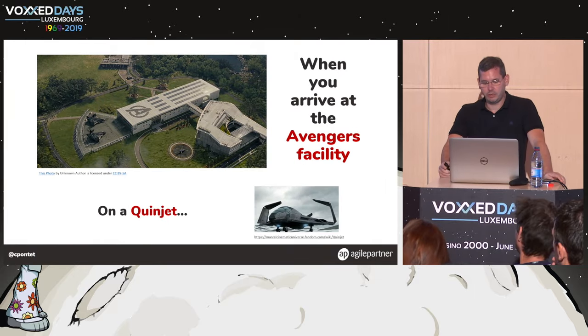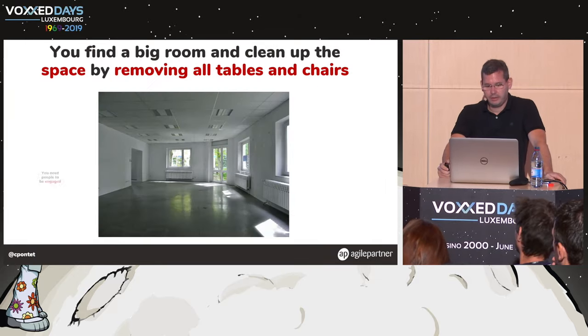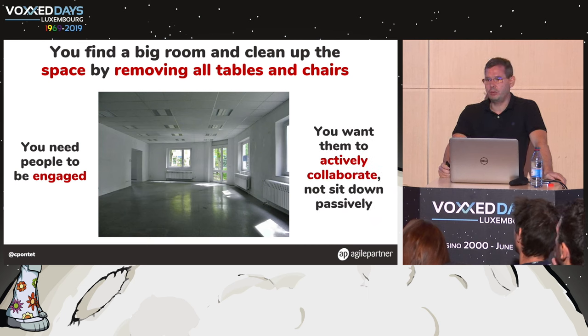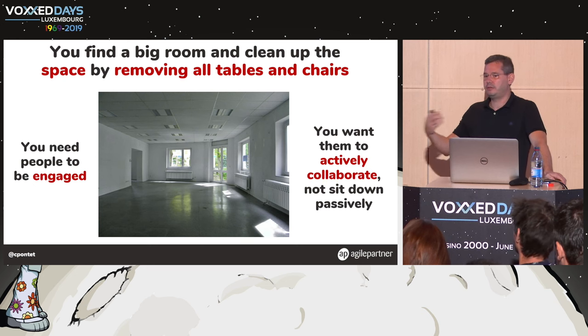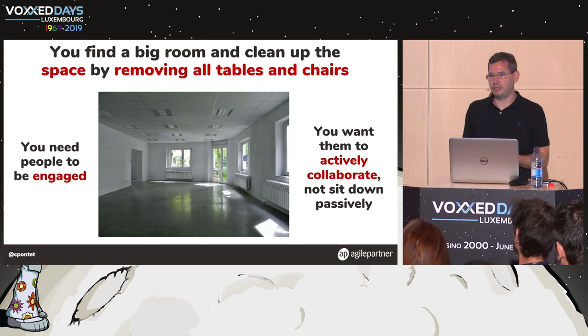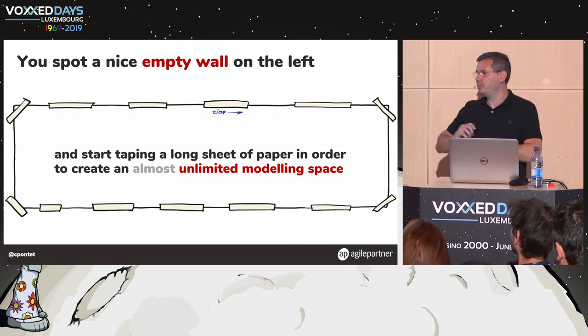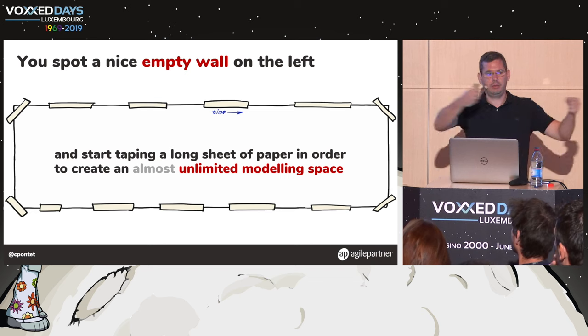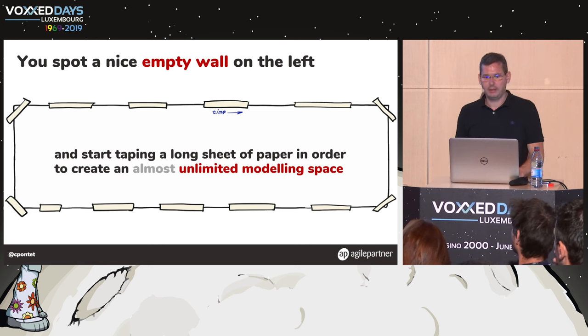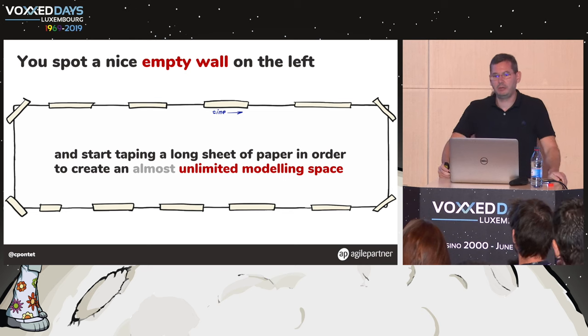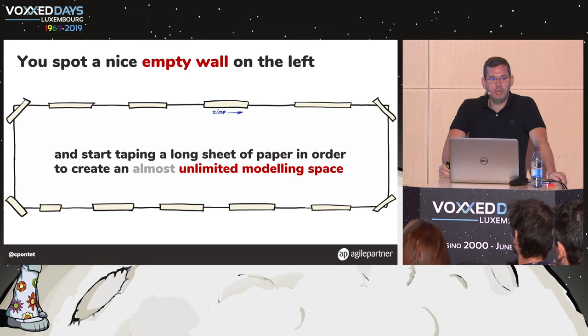So you arrive at the Avenger facility in your own quick jet, that's cool, and you spot a room that you empty completely from all tables and chairs. Why? Because you want people to be focused, to be engaged in the meeting, not to sit down lazily and wait for it to happen. They should be really collaborating. And on the left there, you spot this nice, empty wall, and you start taping your paper roll on it. The paper roll will be your unlimited modeling space. Why do you want this to be a big space?